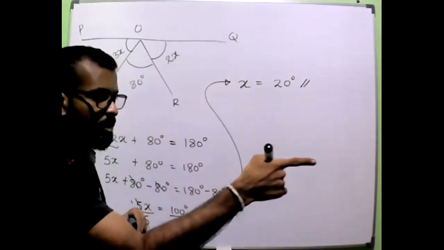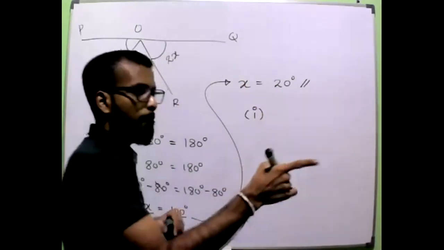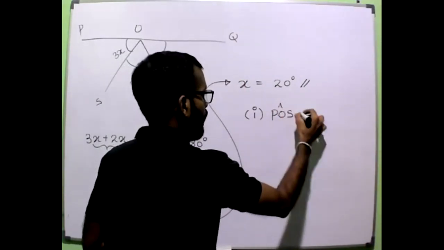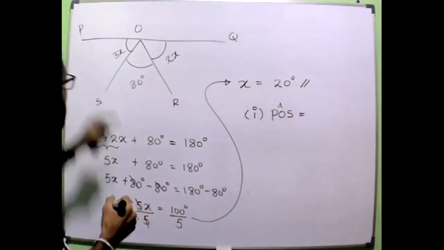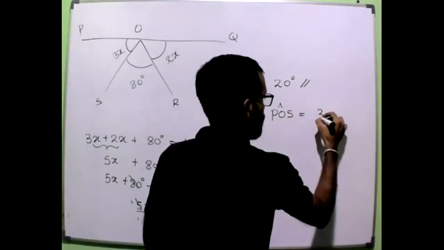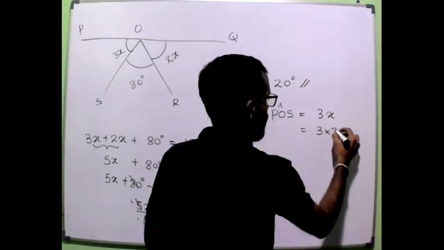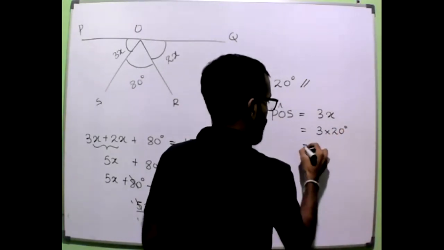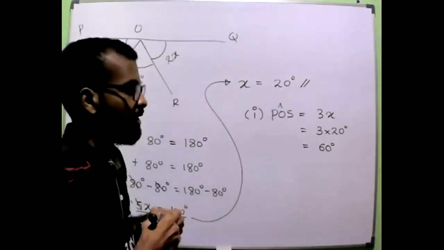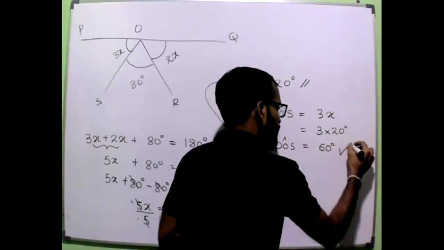Now I am going to give the answer for the first one, POS. POS angle is 3x, 3 times x. So I can substitute x as 20. It is 60 degrees. POS angle equals 60 degrees.